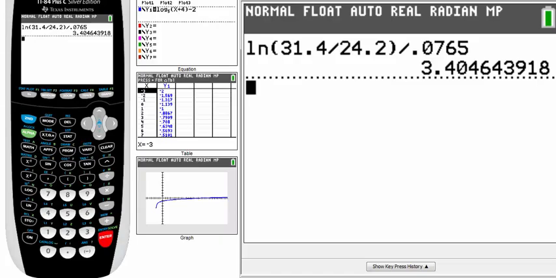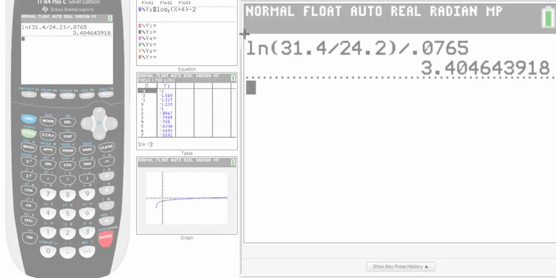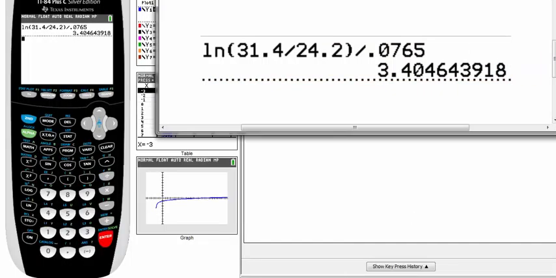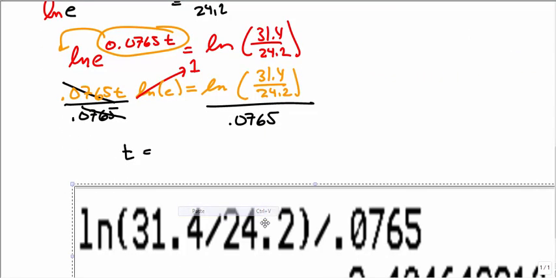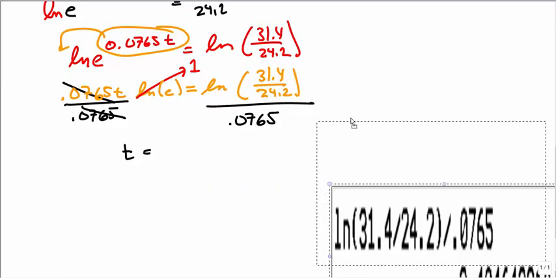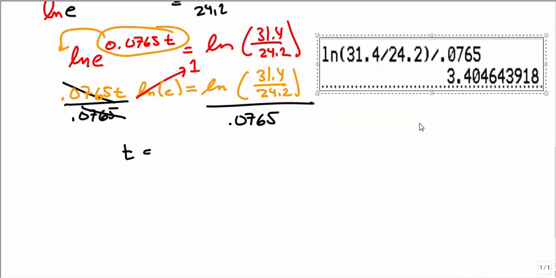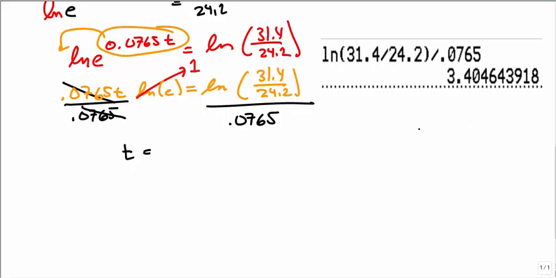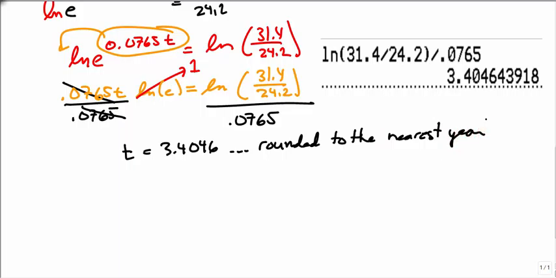Now there's other ways to solve this too, and I'll give you a couple of other options. As my decimal approximation, I get 3.4046. Now the directions will be something like round to the nearest year. So if we round this to the nearest year, it looks like my options would be 3 or 4.